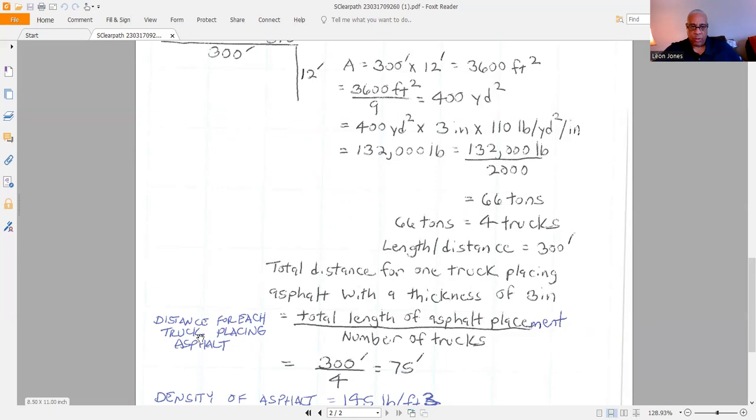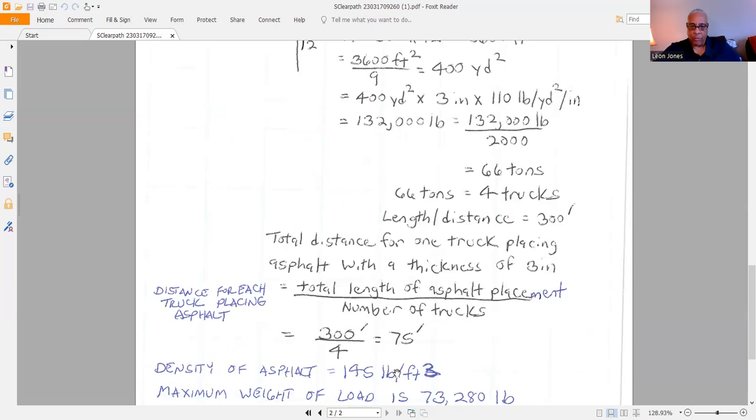So basically, distance for each truck placing asphalt, you take the total length of asphalt placement divided by the number of trucks. In other words, here's the total length divided by the number of trucks. Each truck is going to place 75 feet of asphalt.